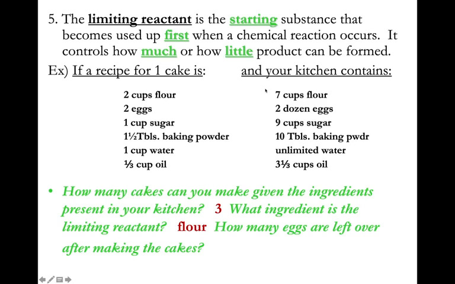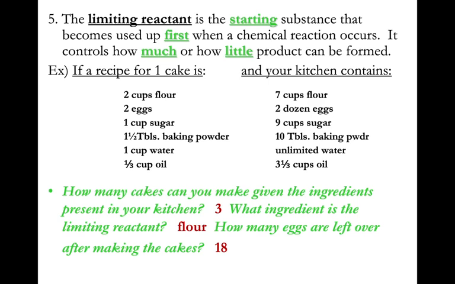How many eggs would be left over after making the cakes? Well, if it takes 2 eggs per cake and you make 3 of them, that means you used 6 eggs. If we compare that to the 2 dozen eggs we have, 2 dozen eggs is 24. So 6 compared to 24 means I would have 18 eggs left over. And this idea of baking and something that's limiting your production is very similar in chemistry too.